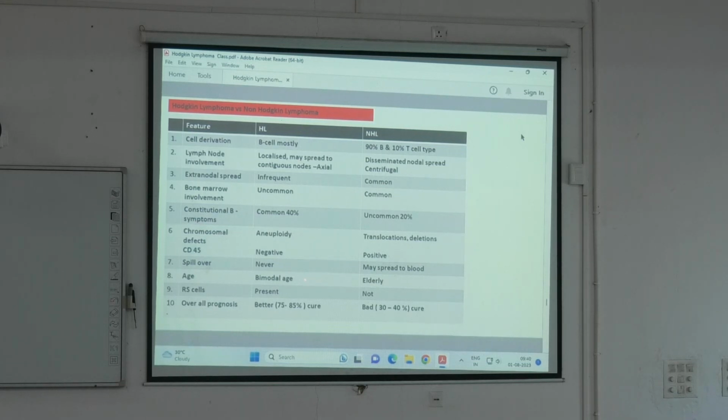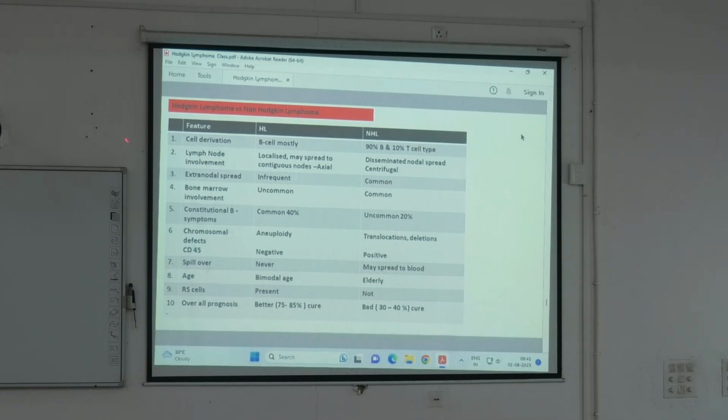Spillover usually does not occur in Hodgkin, but in NHL there is spillover in the body. When you get an enlarged lymph node, you have to do a peripheral blood examination side by side, due to the spillage. You can do FNAC or peripheral blood examination, and you can find lymphocyte proliferation due to the spillage into the peripheral blood. Age: usually bimodal age group in Hodgkin, and elderly patients for non-Hodgkin lymphoma. Characteristic Reed-Sternberg cells are present in Hodgkin and absent in NHL.